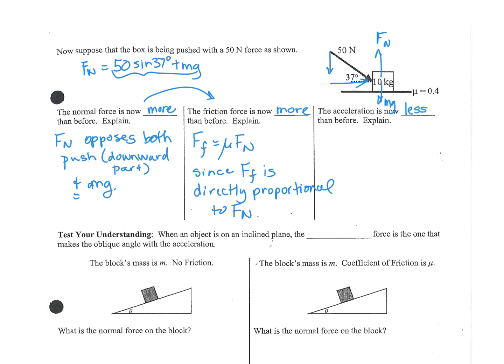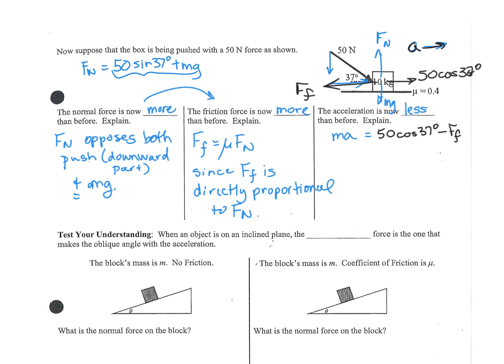Okay? Now why is that? Because we think this thing is still going this way, so MA is now equal to what? We know this chunk right here is going to be 50 cosine 37 degrees. But since it's moving in this direction, the frictional force is going to be the opposite way. So this is now going to be 50 cosine 37 minus the force of friction.